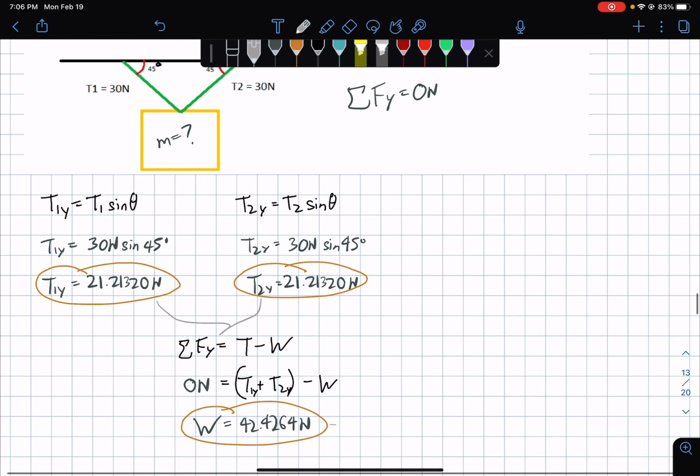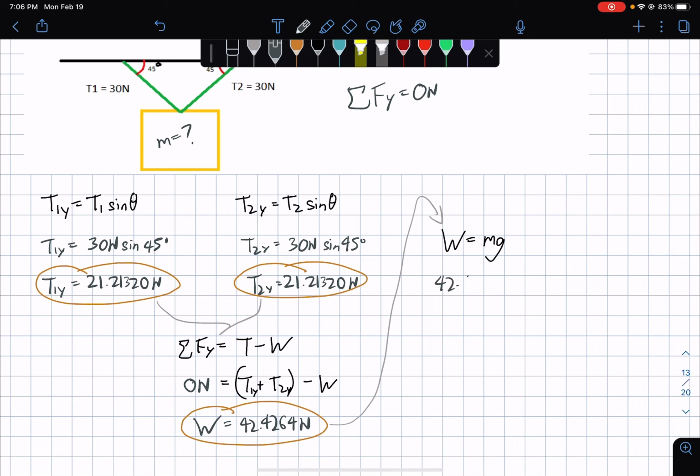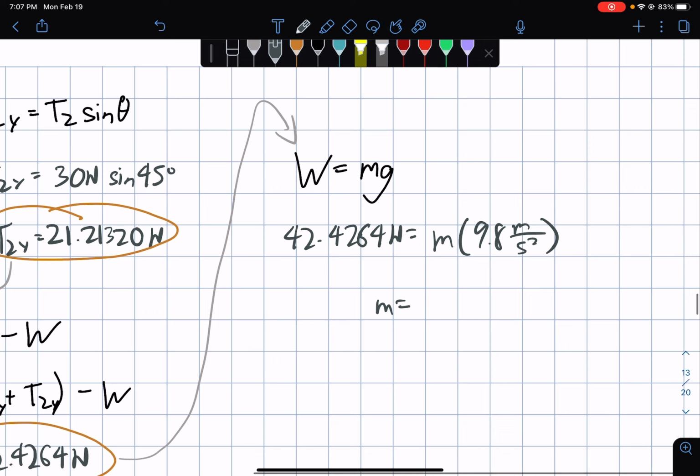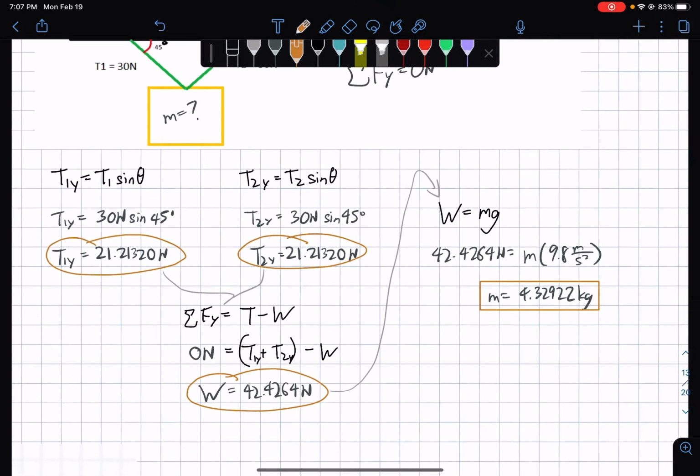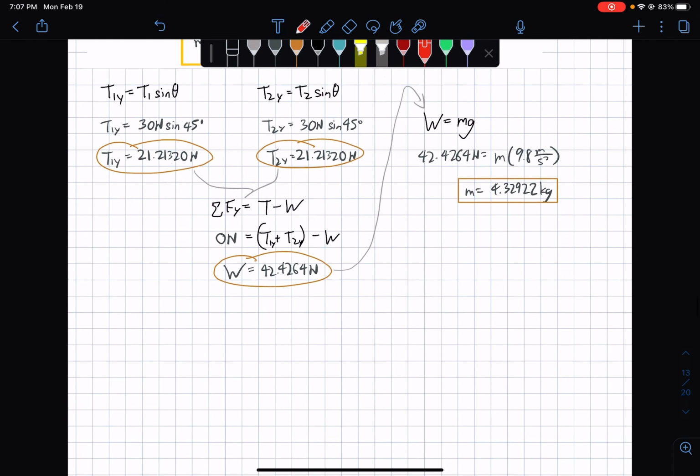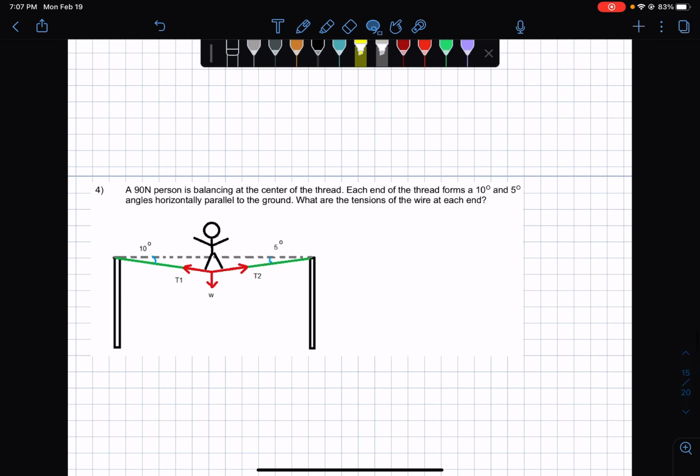Now we know the weight, and we ought to look for the mass. Therefore, we substitute 42.4264 newtons is equal to mass times 9.8 meters per second squared. Mass is equal to what? It is said to be equal to 4.32922 kilograms. Okay, so that's it for number 3. Let's go to number 4.